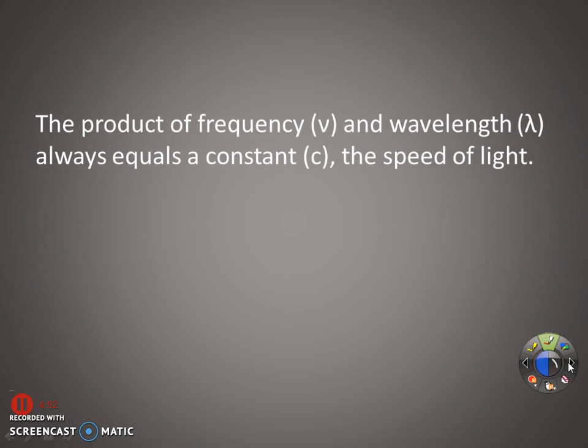The product of frequency nu and wavelength lambda is always going to equal a constant, c, the speed of light. Remember, product means multiply. So if you take lambda times nu, you're always going to get the speed of light. Obviously, we're not going to solve for a constant. Constant means it doesn't change. So lambda times nu should always equal 3.0 times 10 to the 8 meters per second. So typically we'll be dividing when we're solving these problems.